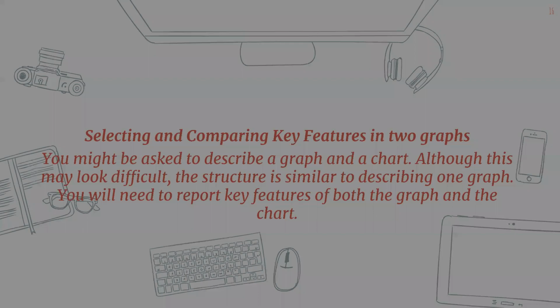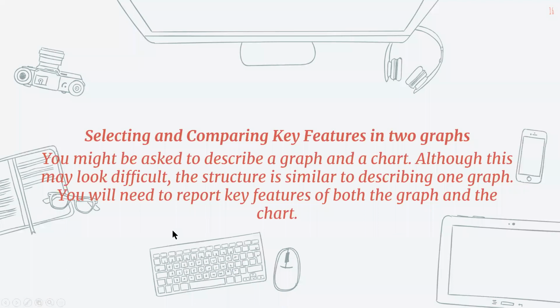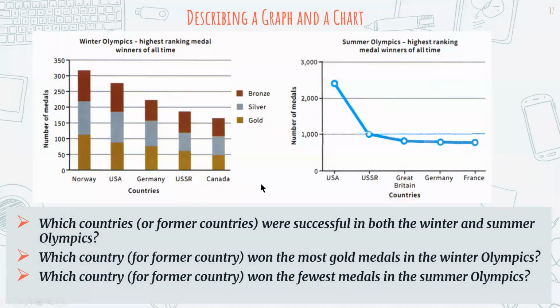Now we will be talking about something very important: selecting and comparing key features in two graphs. You might be asked to describe a graph and a chart, or maybe a graph and a table, something like that. Although this may look difficult, the structure is similar to describing one graph. You will need to report key features in both the graph and the chart. Okay, so let's look at some examples.